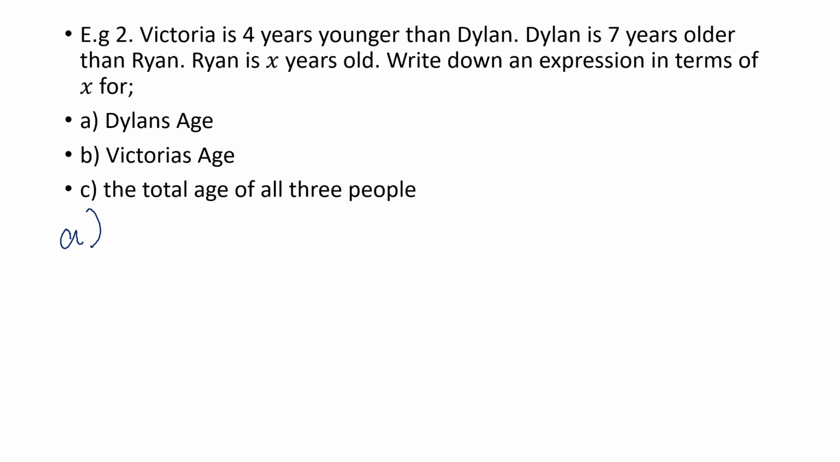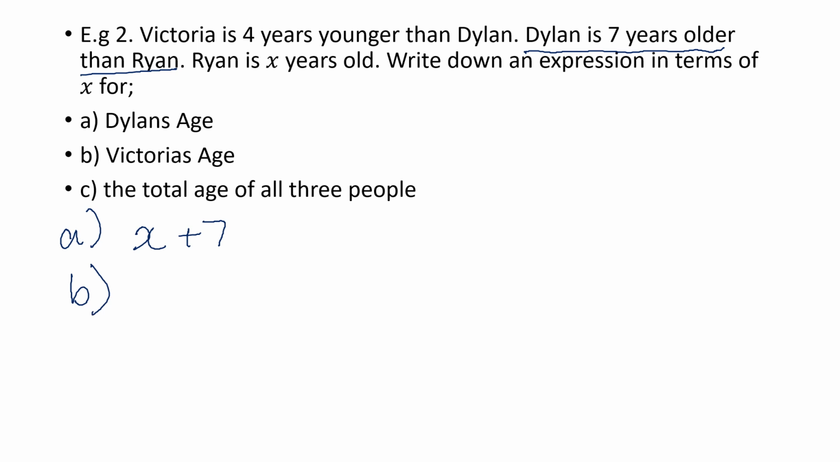In here, we are told that Dylan is 7 years older than Ryan. We've been asked to write down an expression in terms of x, and Ryan is x years old. So we can say that Dylan is Ryan's age, x, plus 7. Whatever age Ryan is, Dylan will always be 7 years older. And that is our expression for Dylan's age.